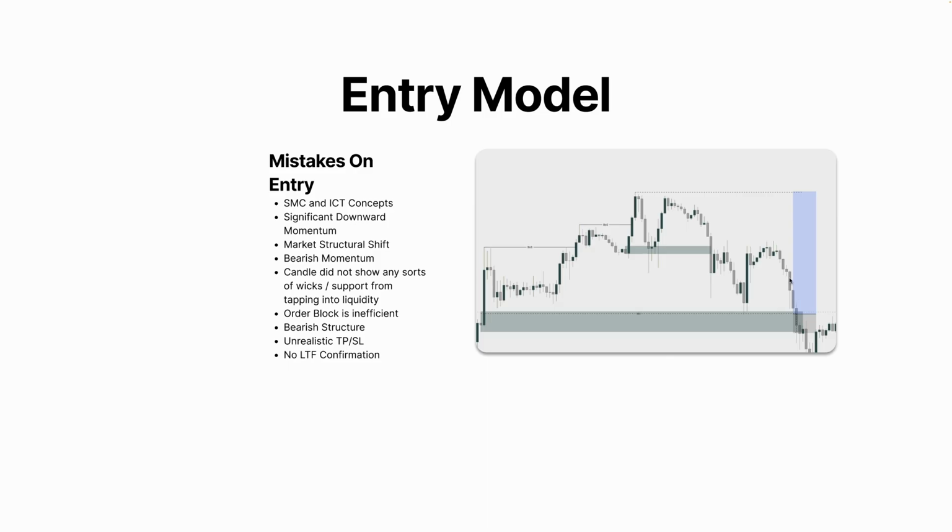Now, as we can see, we have significant downward momentum followed by a market structural shift right around here, and we also have heavily bearish momentum, and the candle did not show any wicks or support from tapping into this liquidity, and the order block is already insufficient. As we can see from this tapping into the order block and the liquidity, this makes the order block inefficient and more prone to breakthrough, which we can see later on. And with the bearish structure, the unrealistic take profit and stop loss, and no low time frame confirmation, this makes this a really bad trade.